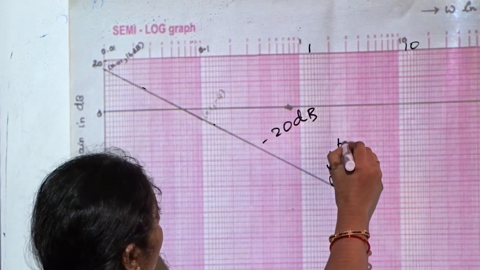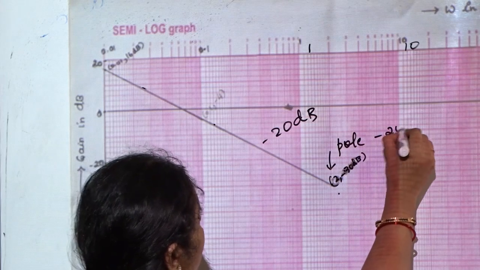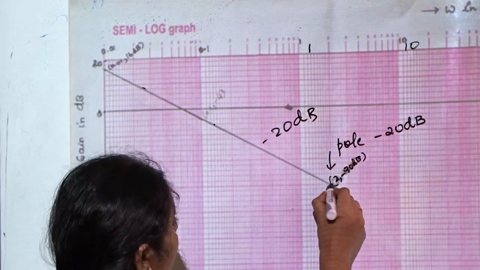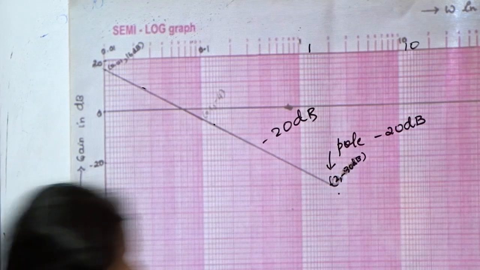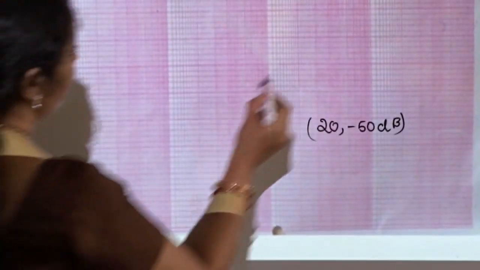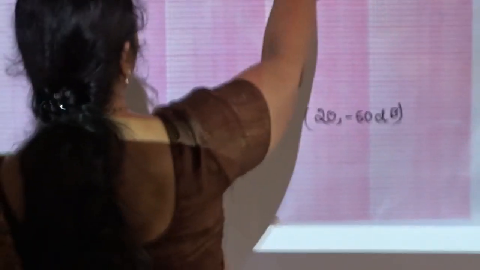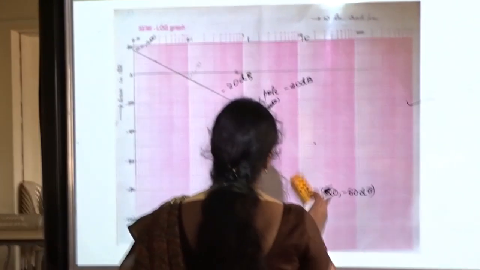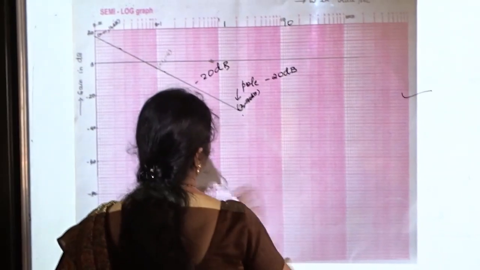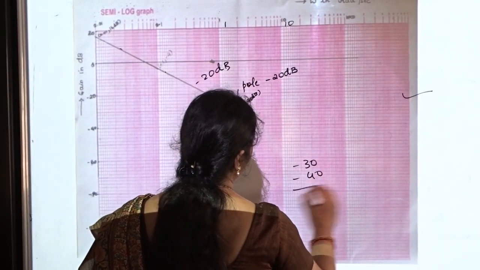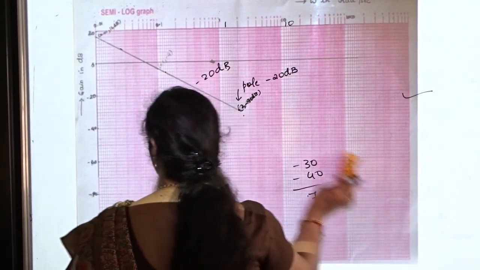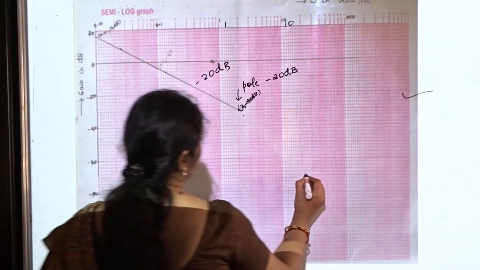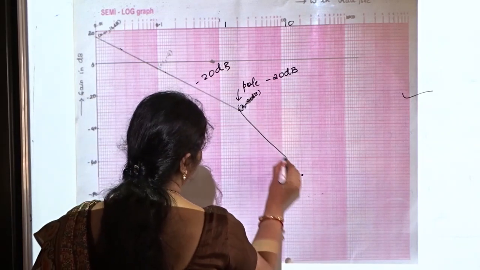Adding a pole will result in another minus 20 dB. So from here, the next point should be 20 at minus 50 dB. Search on the graph where you get that point. 20 is somewhere here. This is 10, so 20 is here. 50 will be somewhere here. Sorry, it is minus 30 minus 40, it should be minus 70. So minus 70 is somewhere here. Then your slope will be something like this.